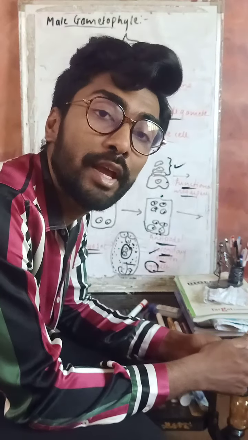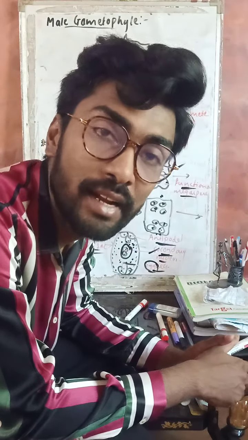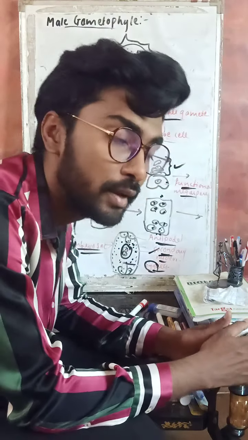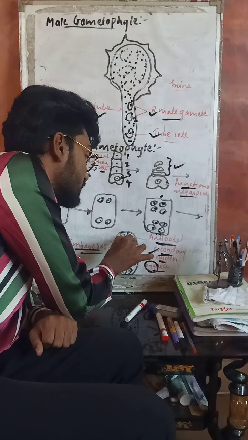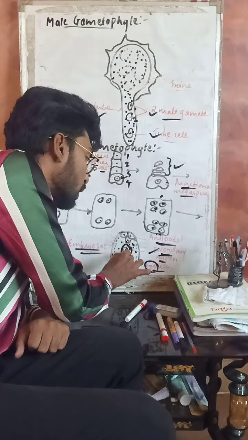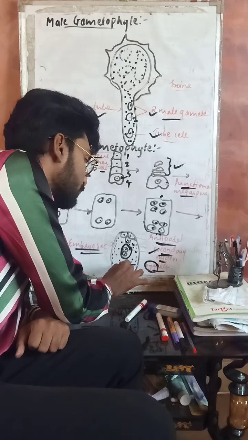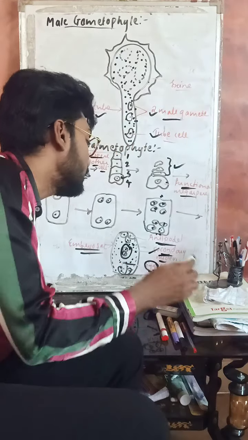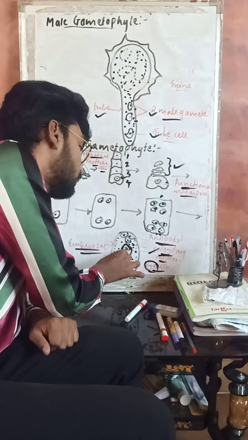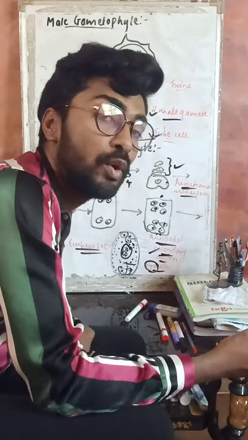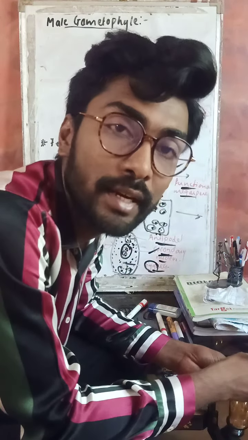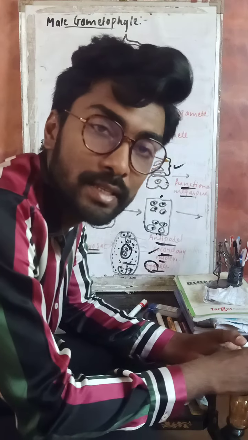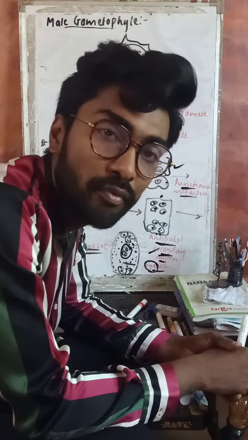Now this embryo sac or female gametophyte is a 7-celled 8-nucleated structure. That is, a total of 7 cells are present, 1 2 3 4 5 6 and 7, and a total of 8 nuclei are present, 1 2 3 4 5 6 7 8. So it is a 7-celled 8-nucleated structure. Such a kind of embryo sac is generally called polygonal type of embryo sac.